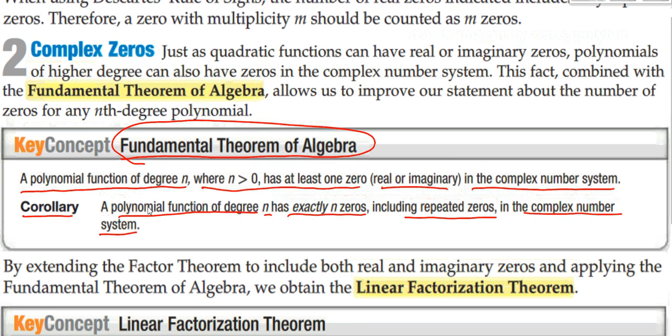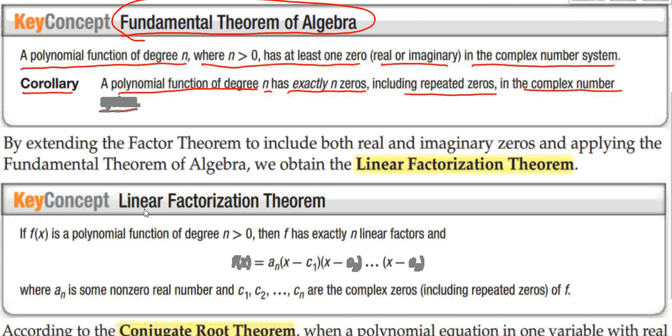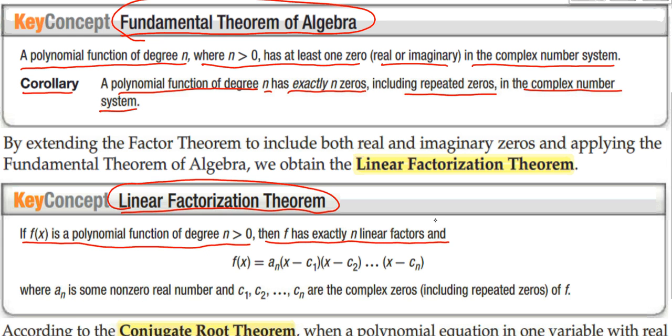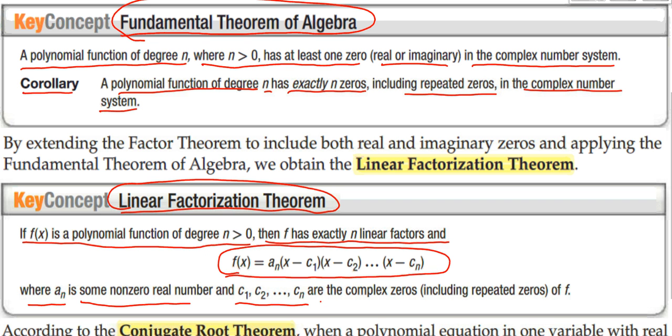And I'm going to just slide this up so that I can see the linear factorization theorem. And that states that if f of x is a polynomial function of degree n greater than 0, then f has exactly n linear factors. And so you can jot that down to get a sense of what that is, where a sub n is a non-zero real number, and then these c1, c2 to cn are the complex zeros, including repeated zeros of f. So I'll pause this to write down the fundamental theorem of algebra and the linear factorization theorem, and then we'll look at conjugates.